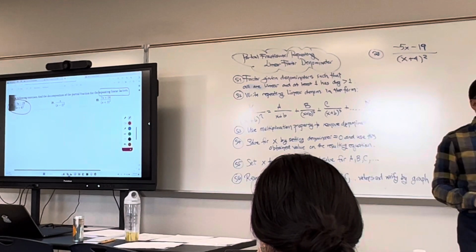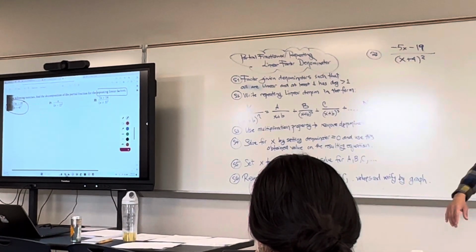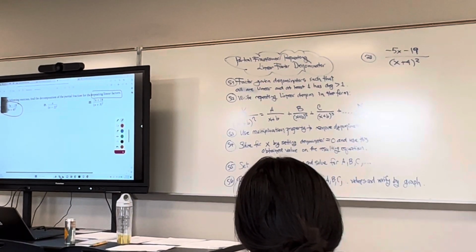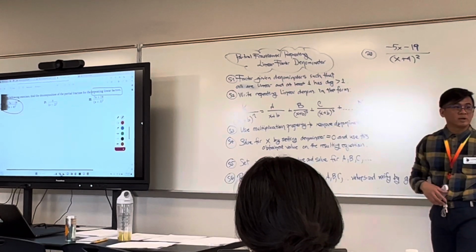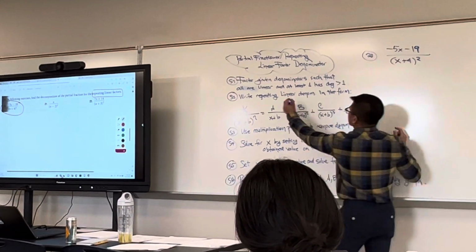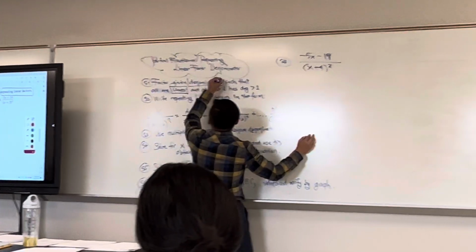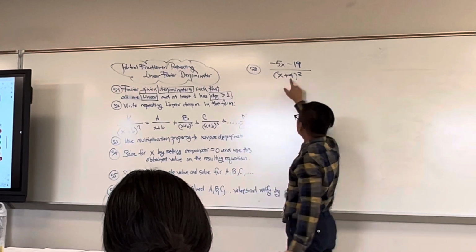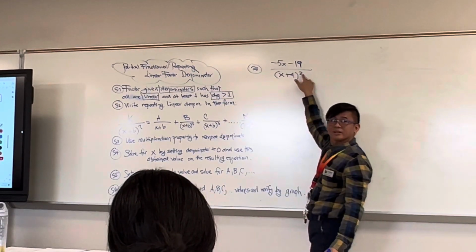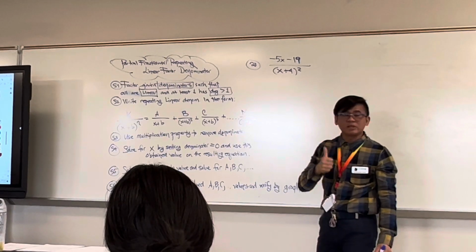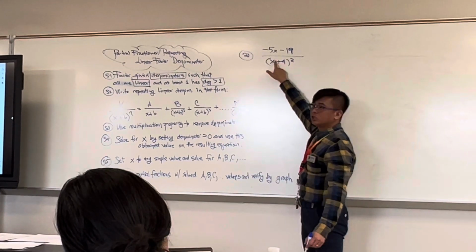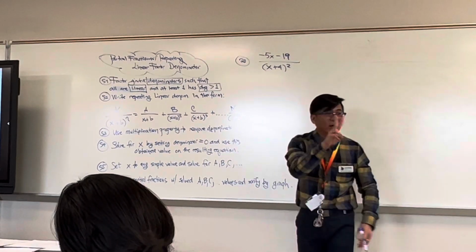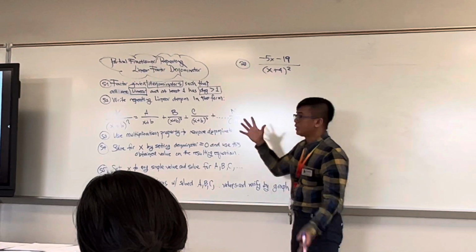Let's read step number 1. Factor given denominators such that all are linear to degree 1 and at least one has degree greater than 1. So first, the denominators are linear, and at least one of the linear factors has degree more than 1, and this is degree 2. We know that's repeated, right? That's linear, but it's repeated because the x plus 4 is multiplied to itself twice. So that's repeated twice.